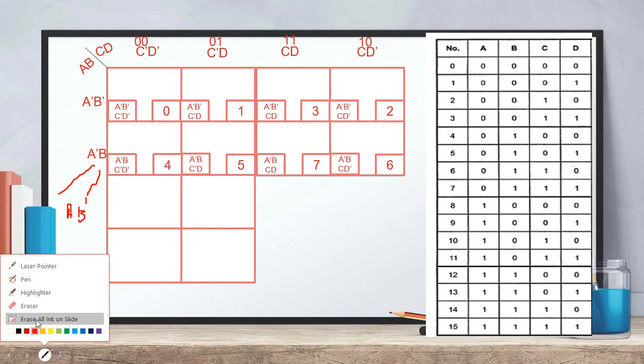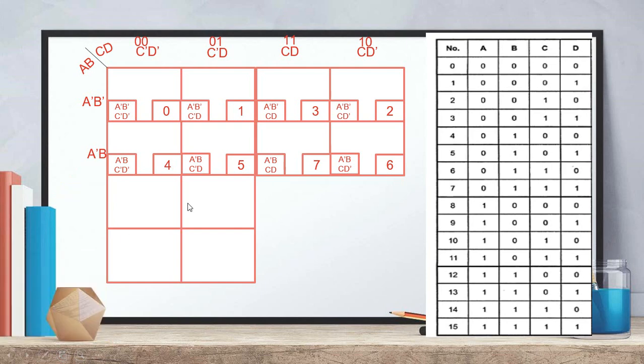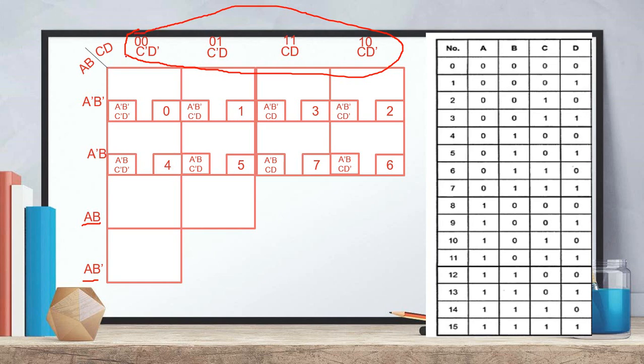Already I told you, in the KMAP the rule is very strict. For adjacent cells, only one variable can change. Two variables cannot change. So this is similar to how we took CD here. In the same way we have to take this portion as AB. So this one is taken as AB. Then we take the left one as AB bar. Whatever we took for the column names, exactly the same way we take it on the row side also.